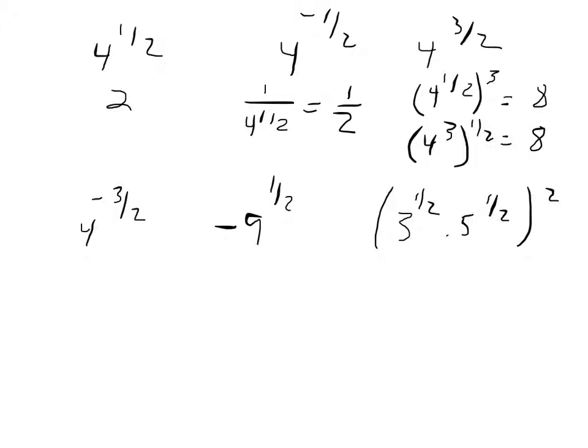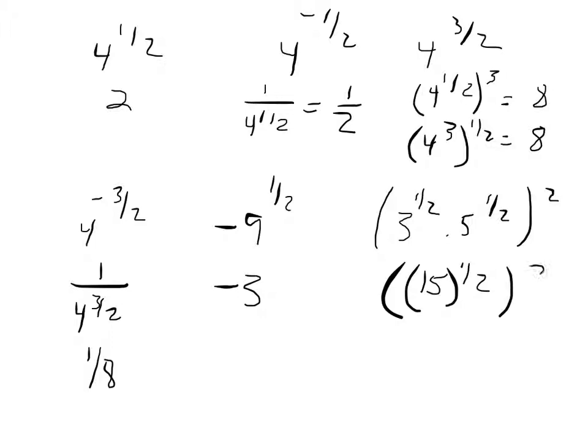4 to the negative 3/2 down here, next one. 1 over 4 to the 3/2. We just did 4 to the 3/2, so that's going to be 1 over 8. Now, negative of 9 to the 1/2, I want the negative square root of 9, so that's going to be negative 3. And the last one here, if I'm looking at 3 to the 1/2 times 5 to the 1/2, that's 15 to the 1/2. Quantity squared, and 1/2 times 2 is 1, so that simply is going to be 15.